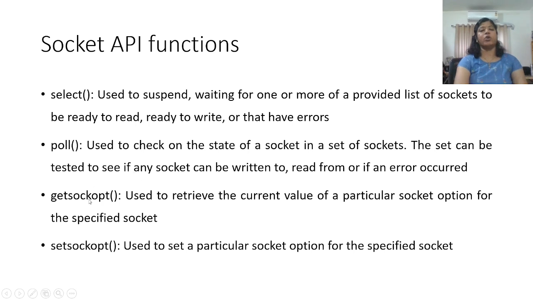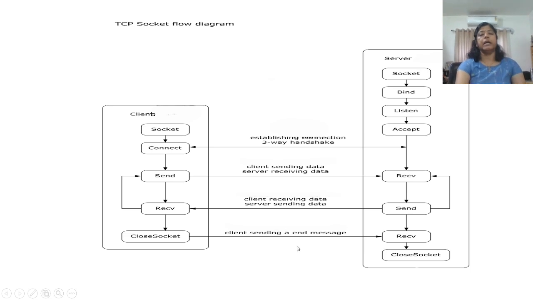Then comes getsockopt. It is used to retrieve the current value of a particular socket option for the specified socket. Then comes setsockopt. It is used to set a particular socket option for the specified socket. We have just now discussed the various TCP socket functions.